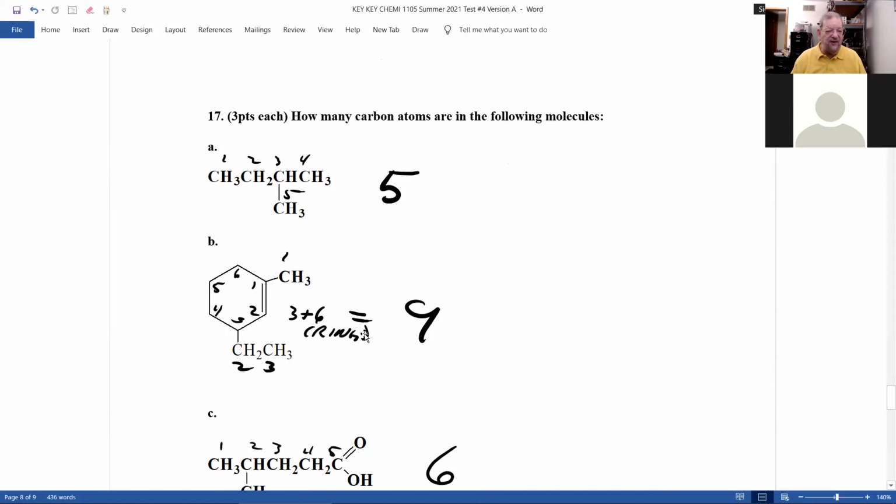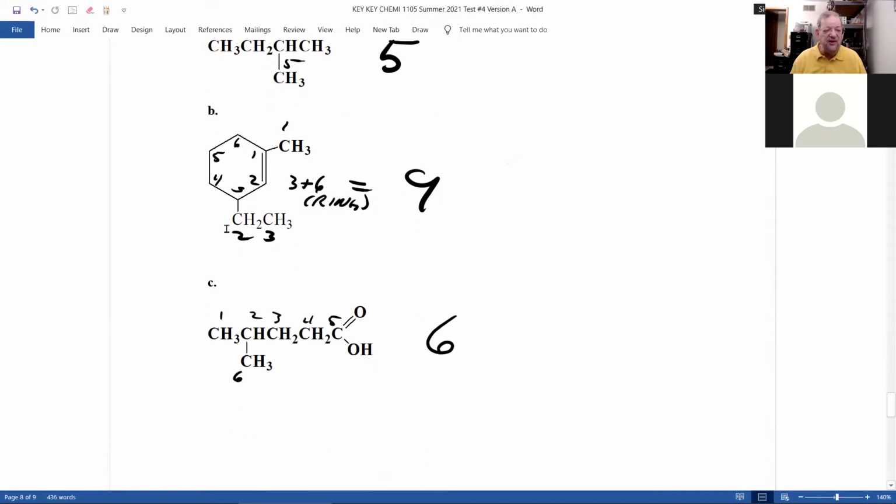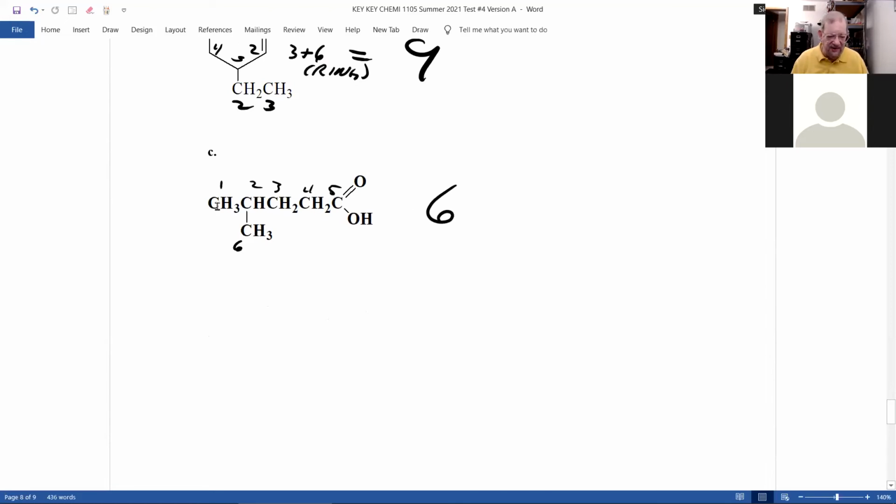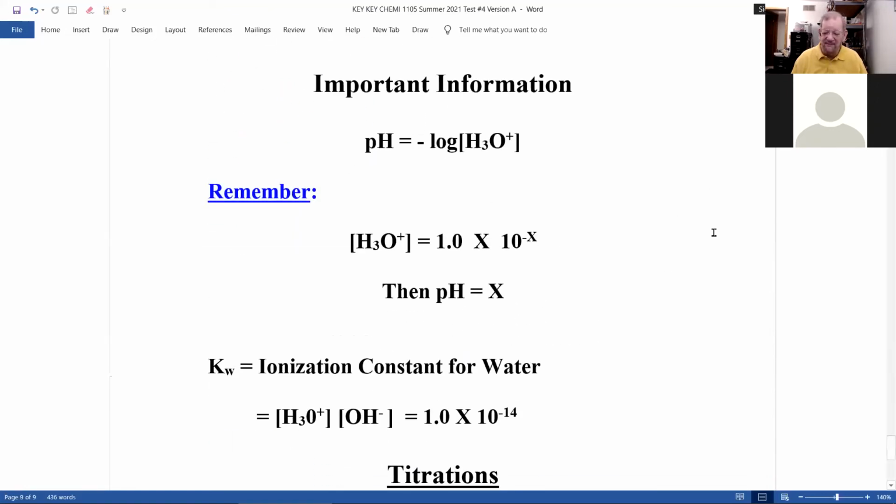And finally, the last one, count how many carbon atoms, and you count the C's in A, and there are 5 of them. Now in B, you have a ring plus carbons that we call exocyclic outside of the ring. And outside you have 1, 2, 3, but every bend in a line in a ring is a carbon. There's 6, 3 plus 6 is 9. And finally here, count carbons, letter C, 1, 2, 3, 4, 5, 6, so that's 6, and we're done.